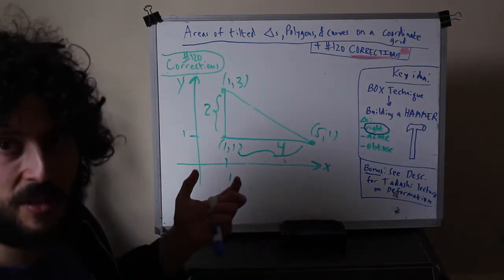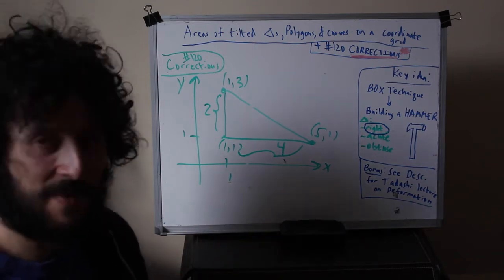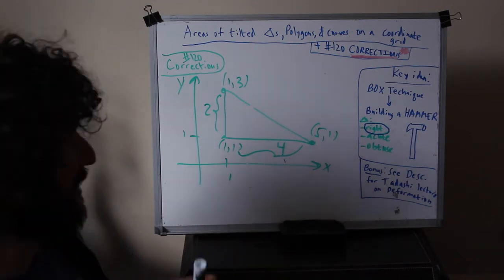So how do we find the area of this triangle? We would take 1/2 of 2 times 4 and we'd be done. All right, that's not what I wanted to go over with you guys.